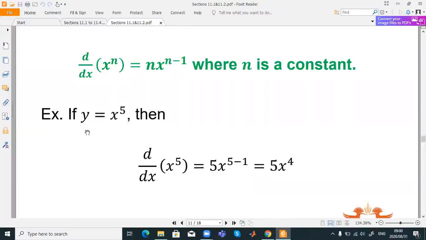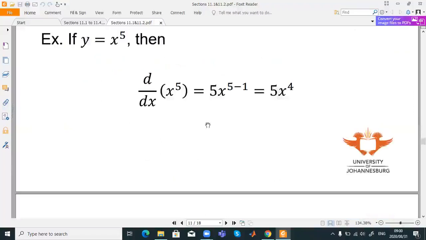So here goes an example. y is equal to x power 5. So let's assume this is my x and this guy is my 5. To apply this formula, I'm going to drop this 5 because 5 is n. I minus 1 from 5. So it becomes 5 minus 1, which is 4. Therefore the derivative of this function becomes 5x power 4.